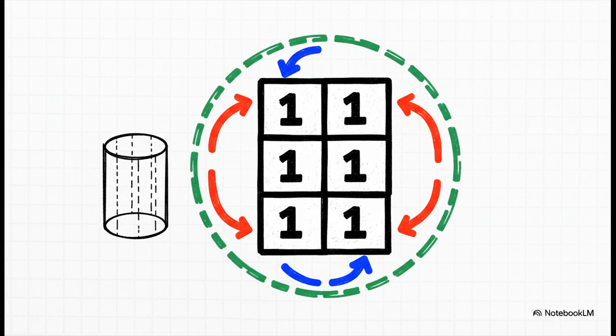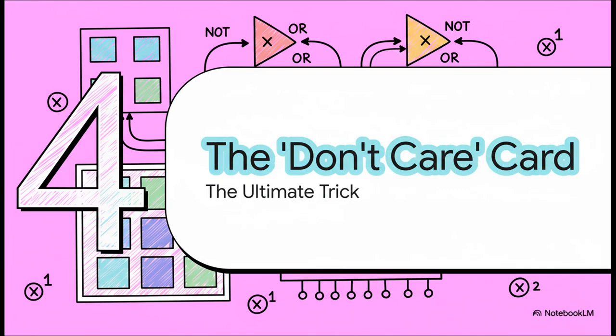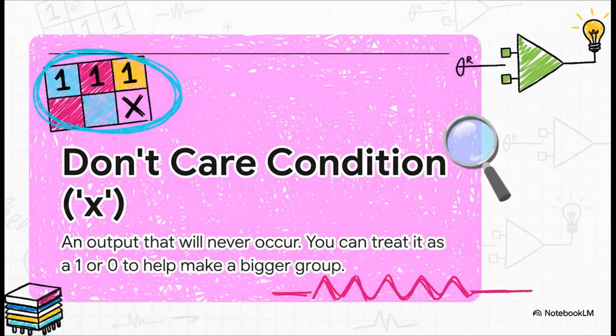But hang on, what about those situations where certain combinations of inputs are just impossible? Like, they'll never actually happen in the real world. Well, that's where we can get even smarter with something that's kind of like a power-up. These are called don't care conditions, and we mark them with an X on our map. An X is basically a wild card. You can decide to include it in a group to make that group bigger, treat it like a 1, or you can just ignore it and pretend it's a 0 if it doesn't help you out. It's a completely free choice to help you optimize.